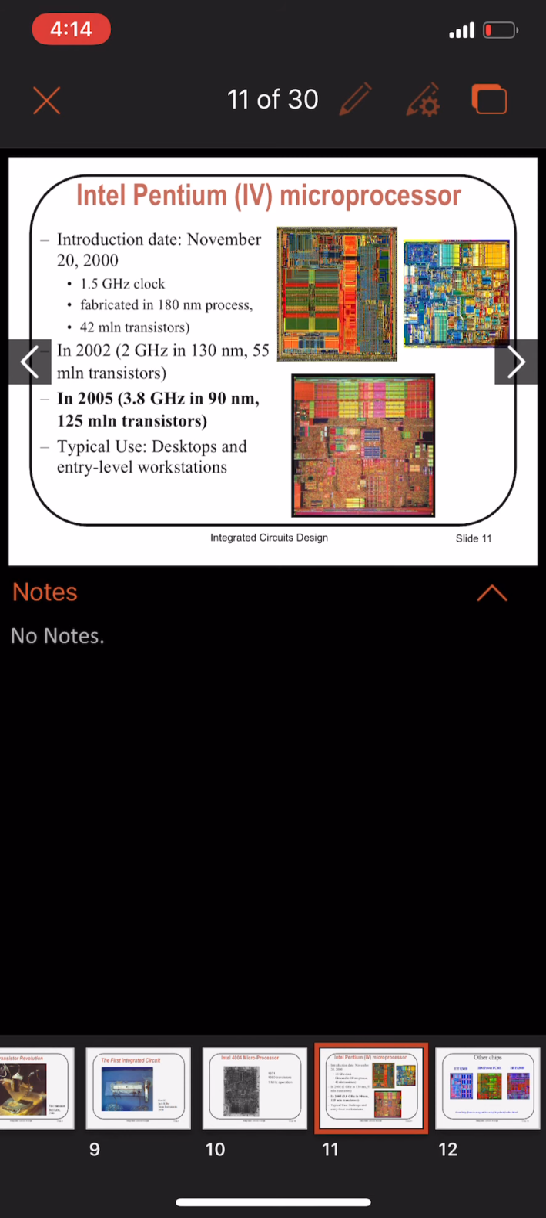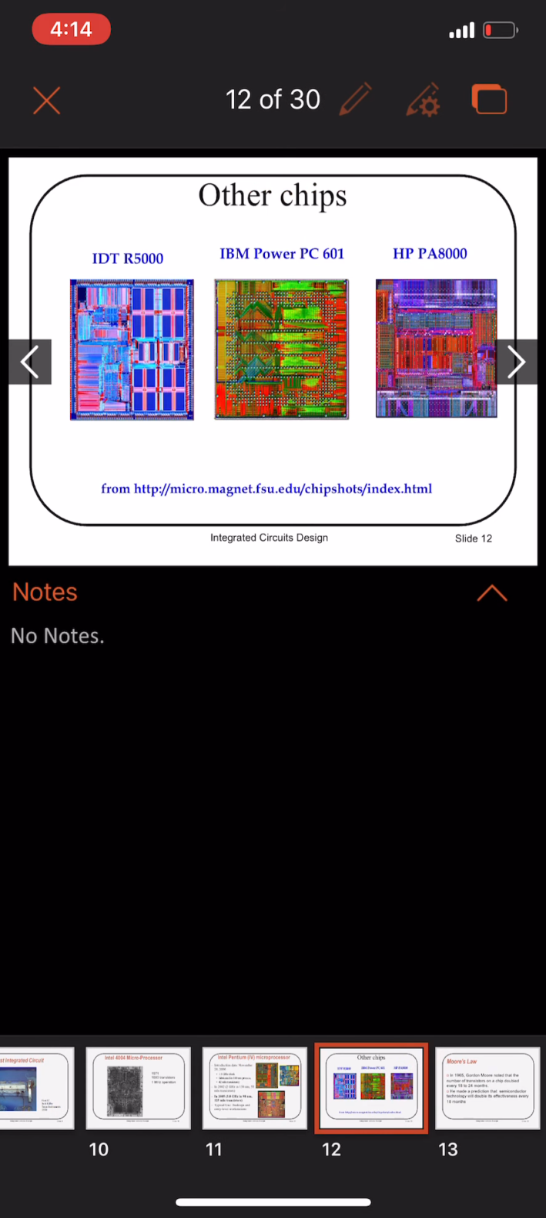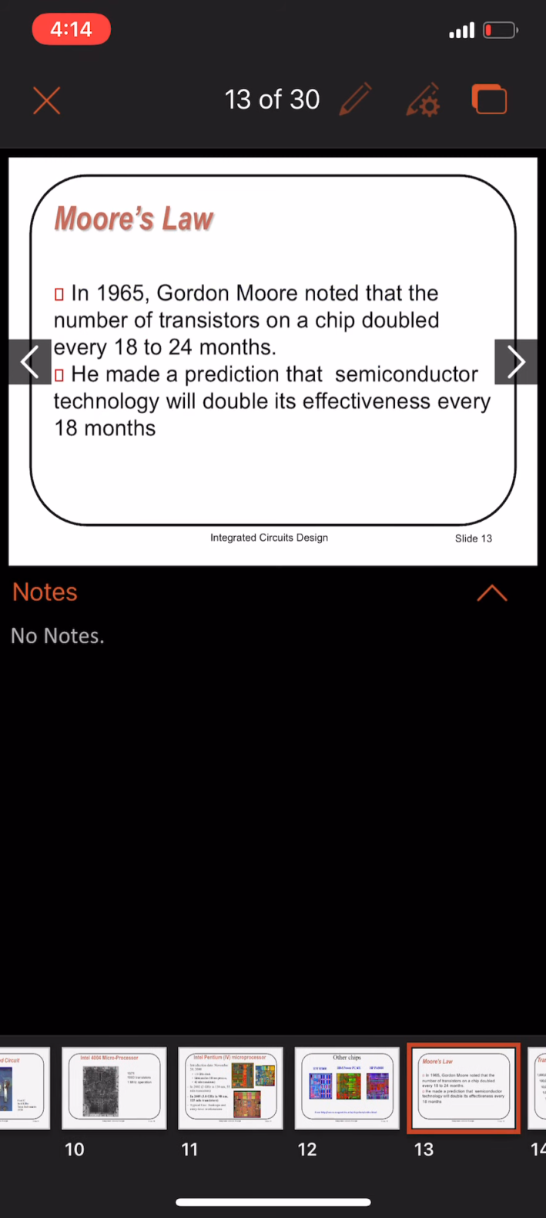Here you can see the trend in microprocessor design. You have more and more powerful microprocessors. Here you can also see examples of other chips, from IDT, IBM, and HP. All these chips are based on advanced process technologies, and these are examples of the revolution in transistor technology.